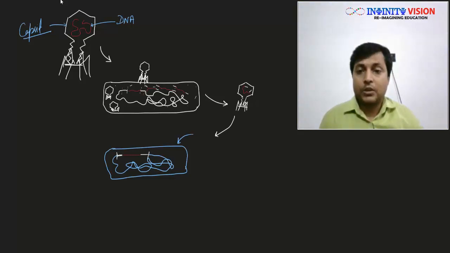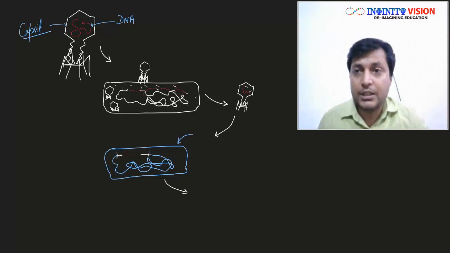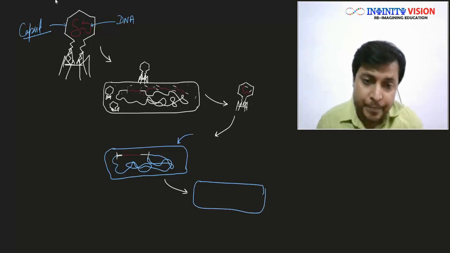Correct. Now again, this whole process will happen. There will again be splicing. This time the splicing somehow is correctly done, and only the viral portion is removed.